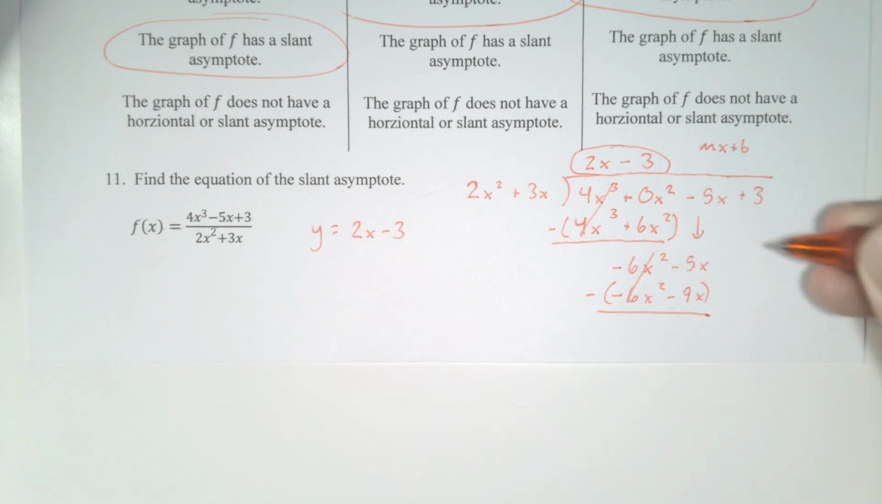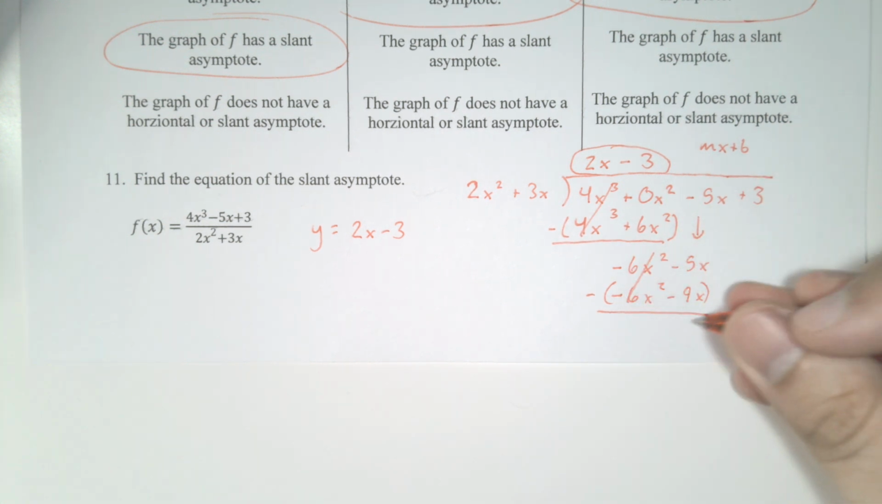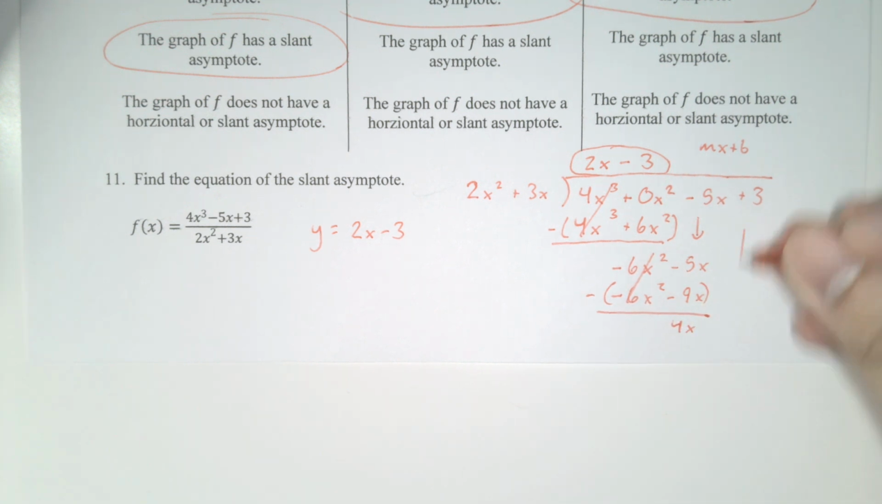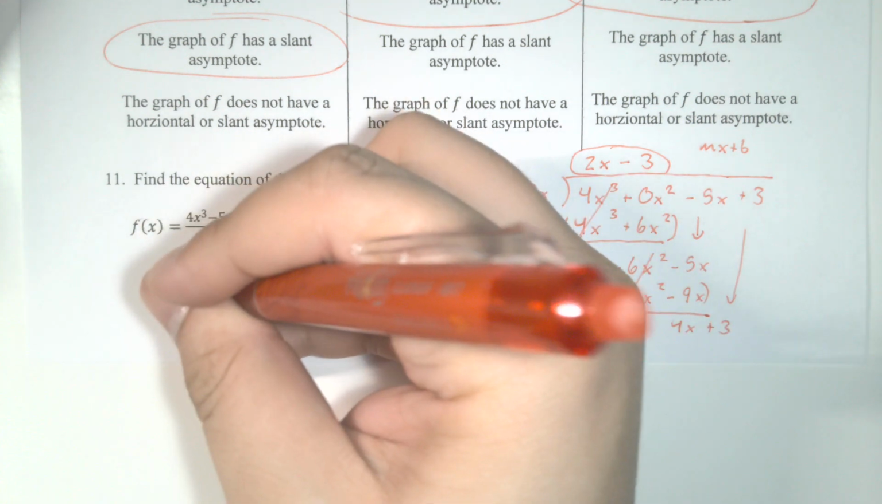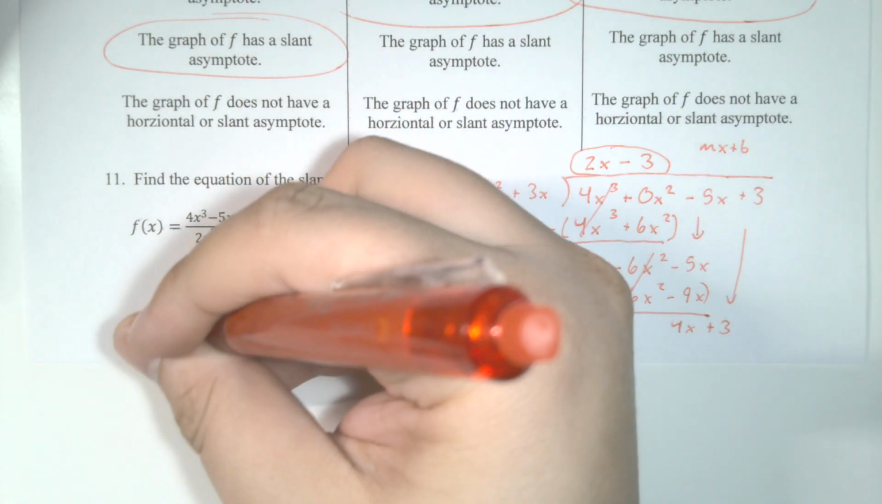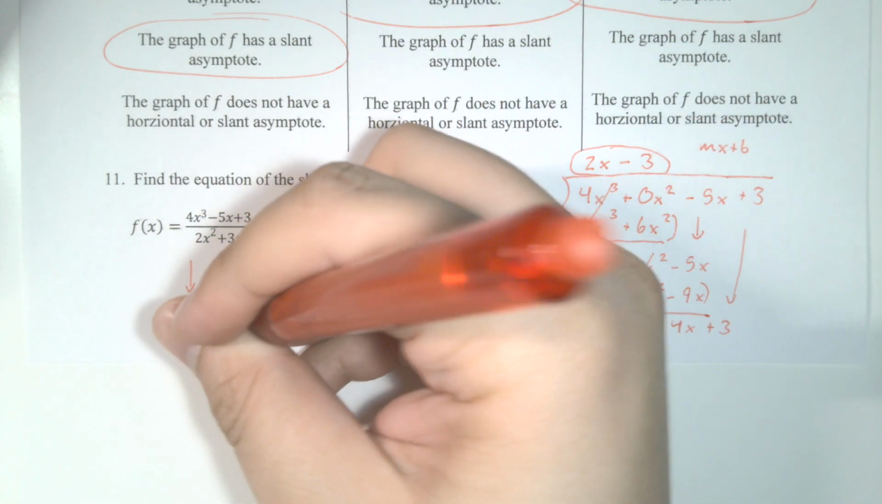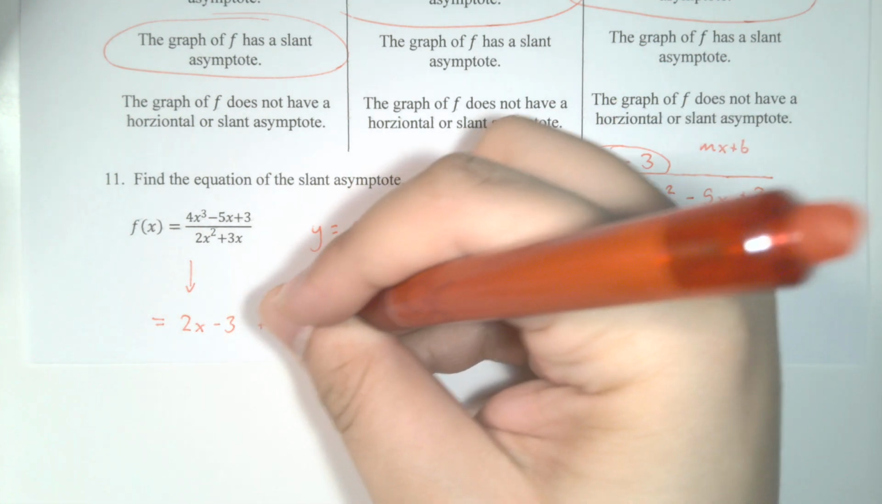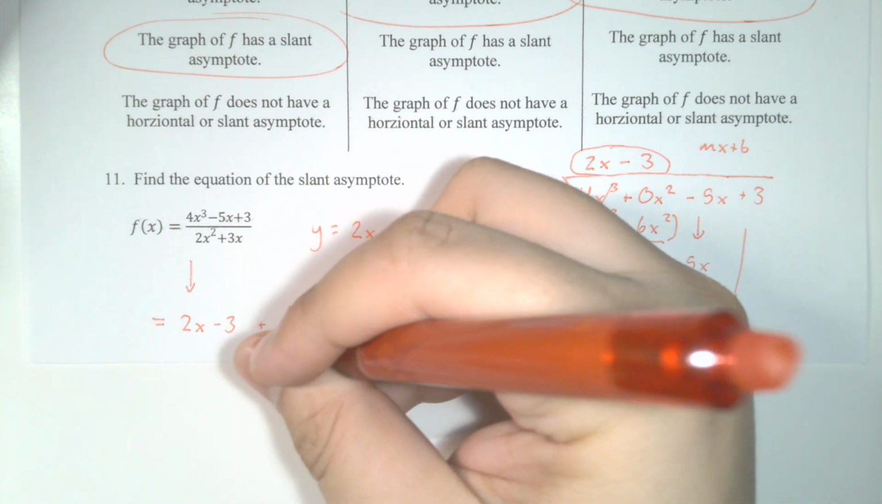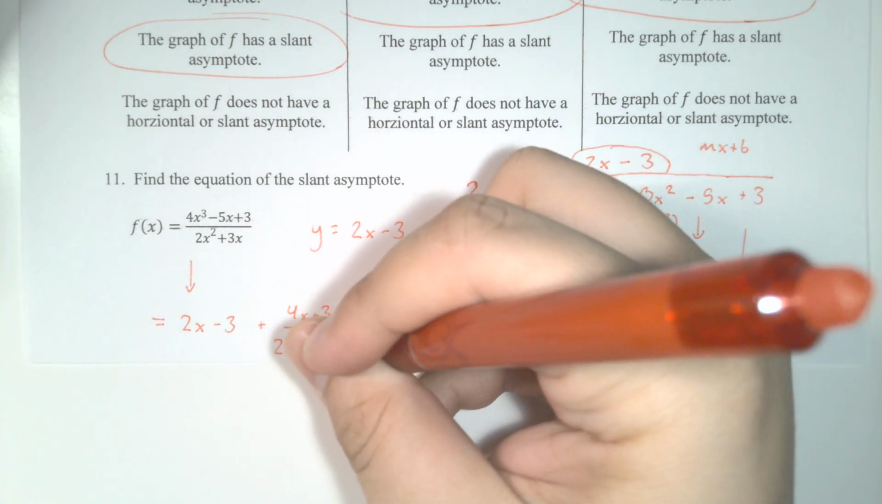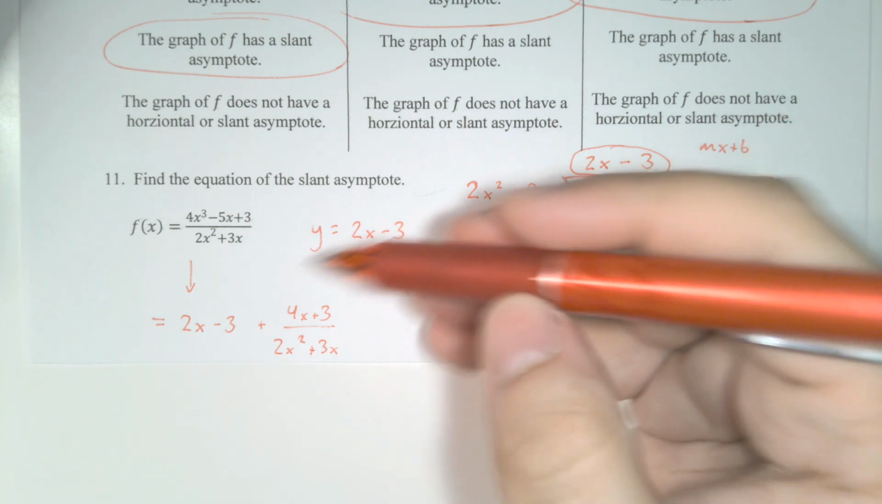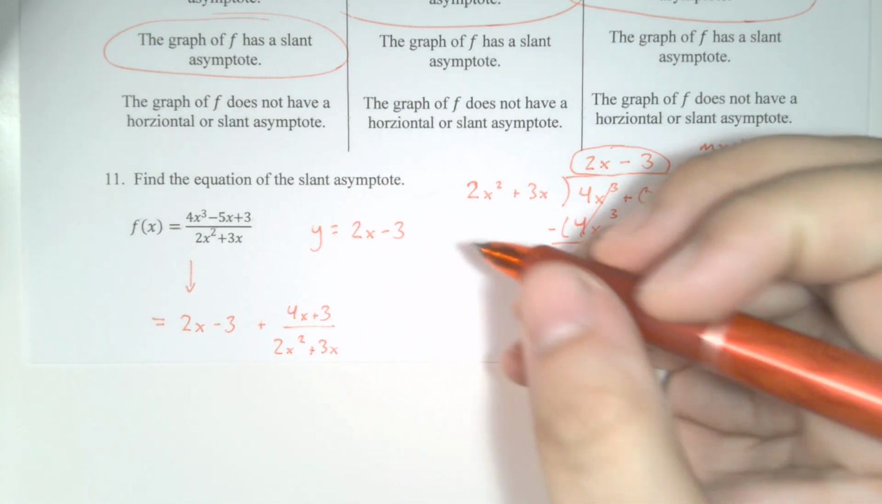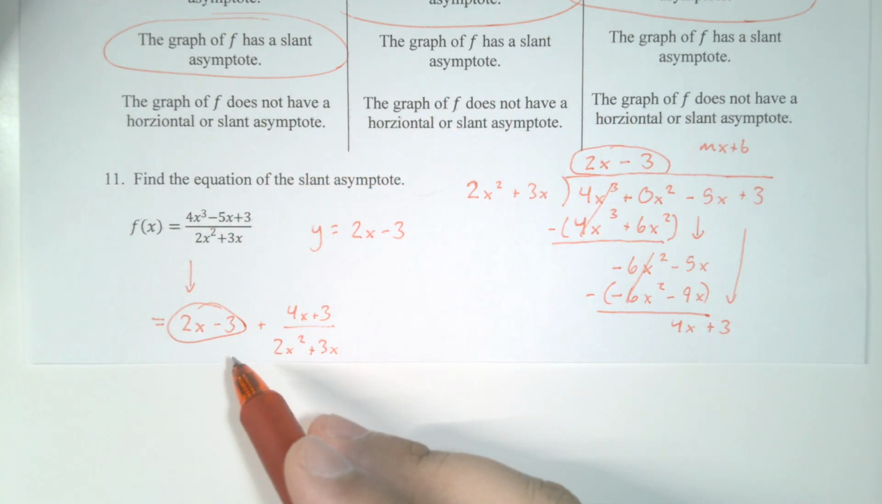But finishing out the long division real quick, minus 5x plus 9x, it's going to be plus 4x, bring down the 3, and then that would be your remainder. So all of this is equal to 2x minus 3, and then plus 4x plus 3 divided by 2x squared plus 3x. So if you were just carrying out the long division, this would be your answer, but your slant asymptote is going to be this part.